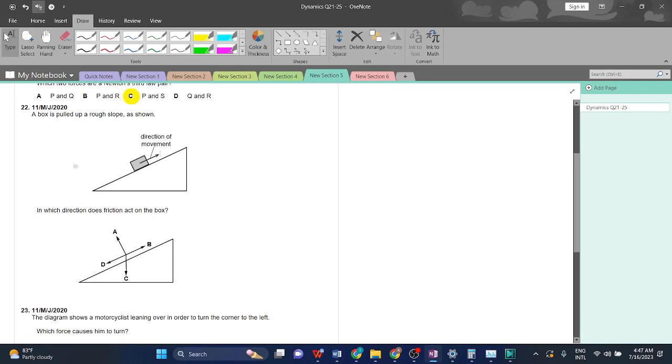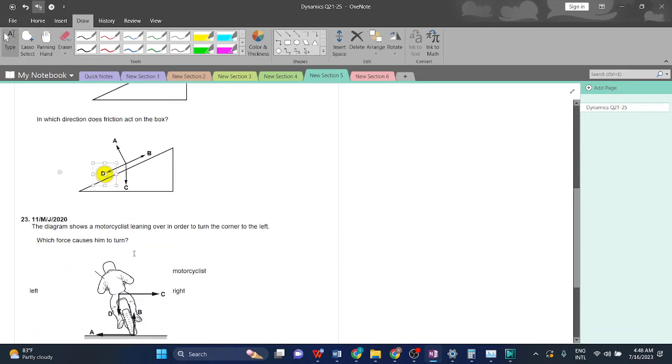So friction always acts in the opposite direction. Friction is always opposite to the direction of motion, right? तो बॉक्स ऊपर को मूव करे तो फ्रिक्शन विल बी in the opposite direction, which is downwards. So the right answer is D.